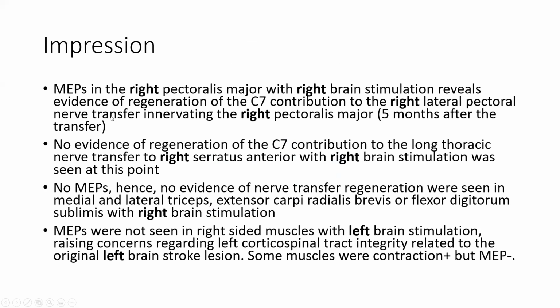So our impression was that there were MEPs in the right pectoralis major with right brain stimulation, revealing evidence of regeneration of the C7 contribution to the right lateral pectoral nerve transfer, which now innervates the right pectoralis major 5 months after the transfer. But we didn't have evidence of regeneration to serratus anterior or to the medial lateral triceps. But we're still waiting, and we will test her again in several months and follow this out for a year, because it's a long way for the nerve to regrow from where they made the transfers all the way down to extensor digitorum communis.